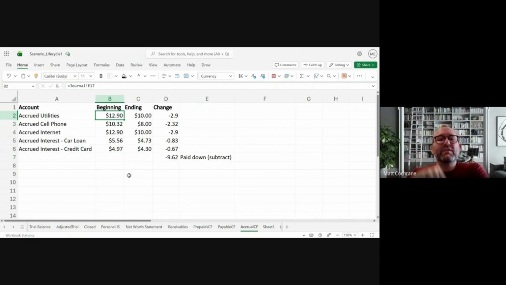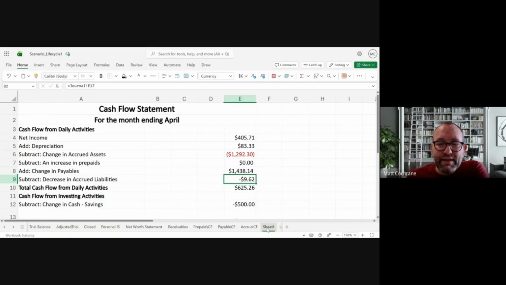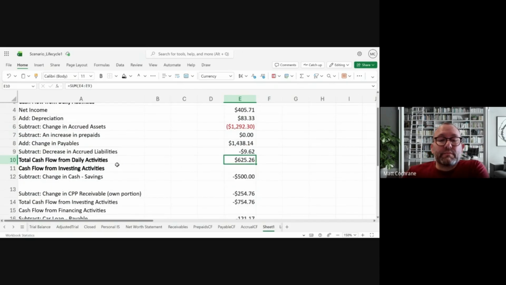Okay, so if we total all the accruals in the beginning of the period, all of the accruals in the end of the period, then there would be a change, and that change represents paying down these accruals. So we've used up that cash, which means we need to subtract it. And then we just sum all of these values. And that tells us that the total cash flow from our daily activities was $625.26. Okay, so that is the first section of the cash flow statement.